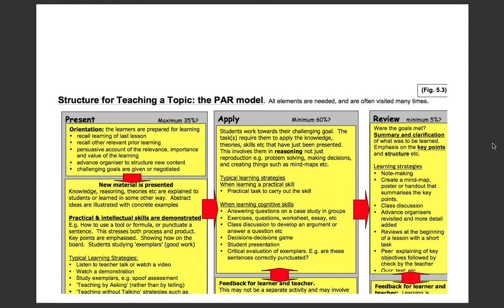in order to be successful. So here we have just a brief overview of the PAR model.